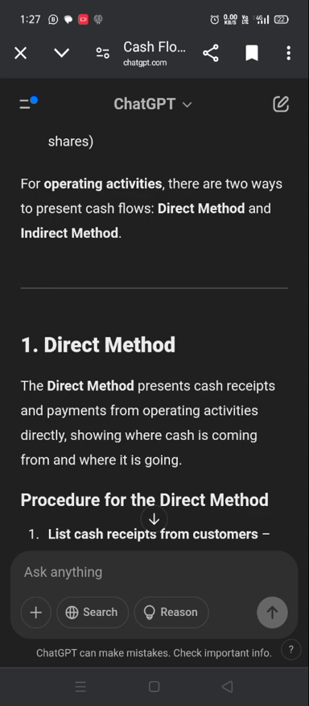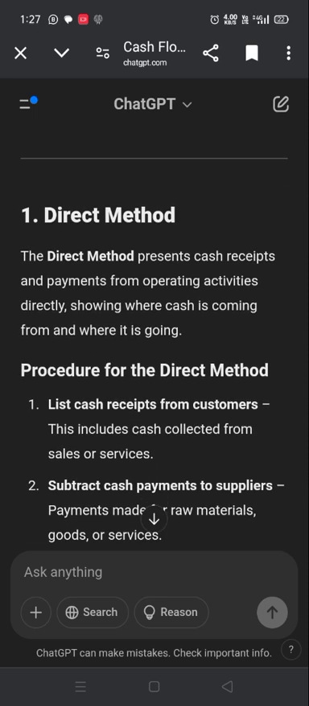The cash received or paid from operating activities is shown directly, where cash is coming from and where it is going. This is the procedure to represent the cash flow statement using the direct method.